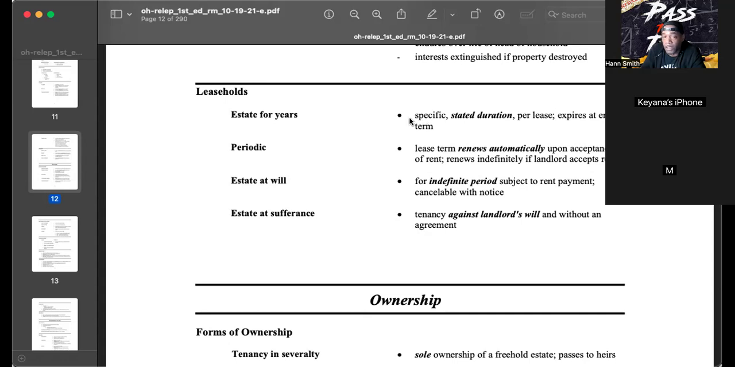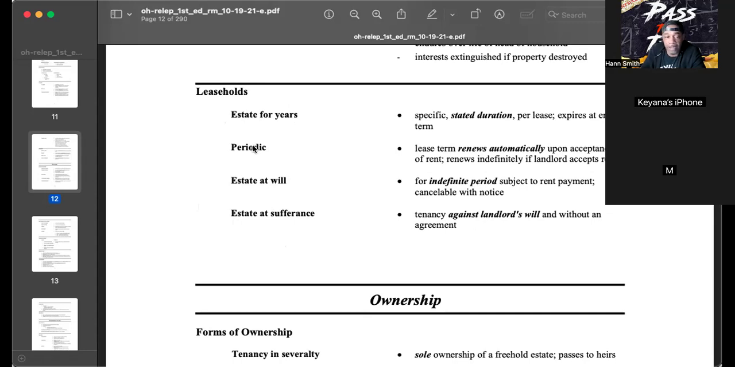It's over with. Now, typically, a person that was in an estate for years, if they don't leave the property, they turn into an estate for sufferance. Once this thing expires, it's a tenancy against the landlord's will, and without an agreement, this agreement is terminated up here. So typically, the person in an estate for years will turn into a person in the estate for sufferance if they don't leave.